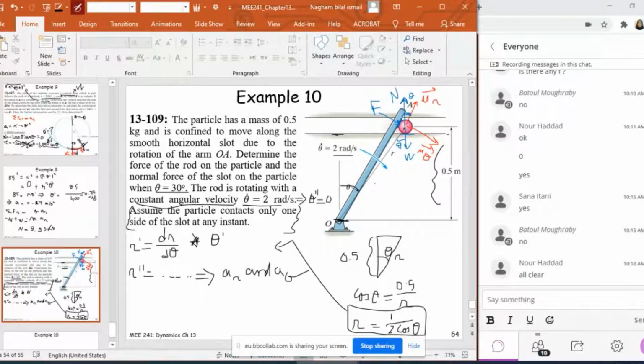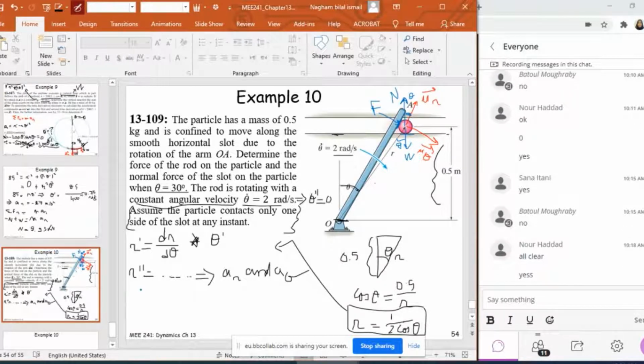All right, guys? So now I can apply sum of FR is equal to MAR. So sum of FR is equal to N cosine theta, and theta is 30, don't forget, minus W cosine theta is equal to MAR. MAR could be found by finding R dot and R double dot, because I know theta dot and theta double dot, which is 0, as well as theta.